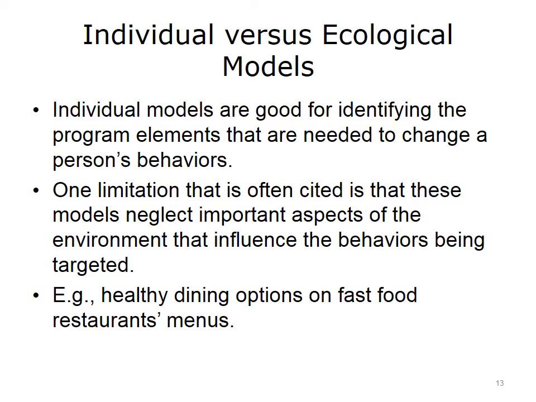The other big set of models are ecological models, and these involve trying to change the operation, the environment around individuals. So individual models are good for identifying program needs to impact the individual. As a planner, you need to consider the individual, but you also need to consider the environment. Can people actually access the things they need to improve their health? One example is putting healthy dining options on fast food restaurant menus. And this is something we've seen more and more in recent years.